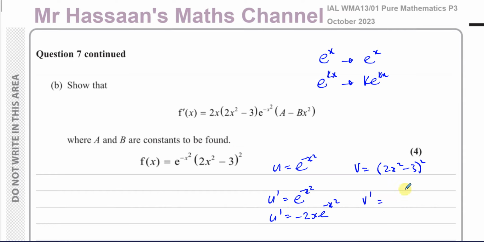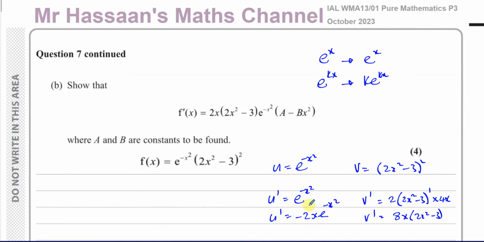And v dash, in a similar kind of situation here, you have a function inside a function. This function differentiates how? By multiplying by the power and then taking one from the power. So you have 2 times 2x squared minus 3 to the power of 1. Then you multiply by the differential of what's inside the function, which is 4x. So you end up with v dash is equal to 8x times 2x squared minus 3.